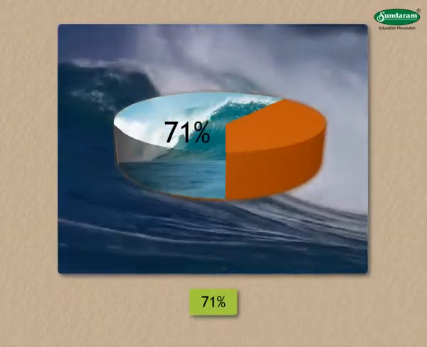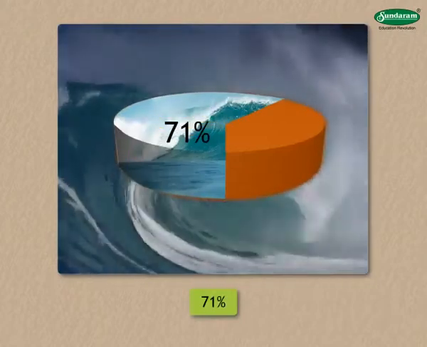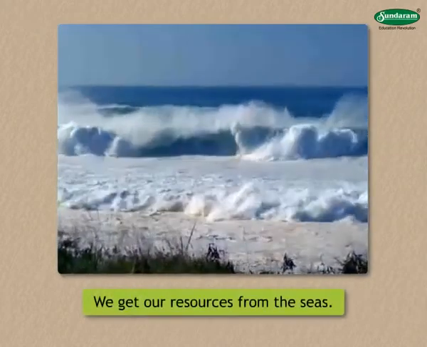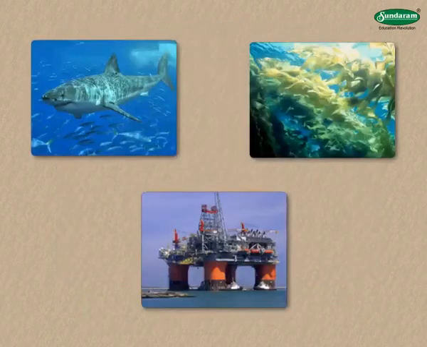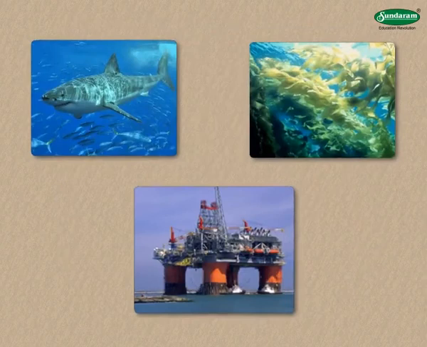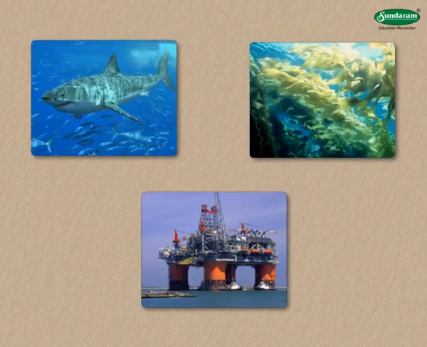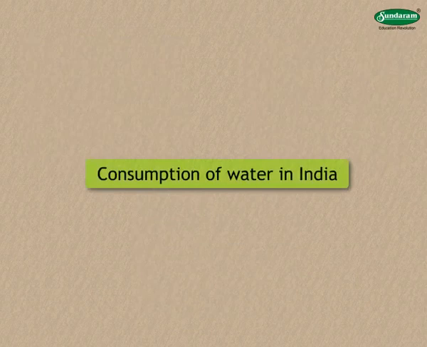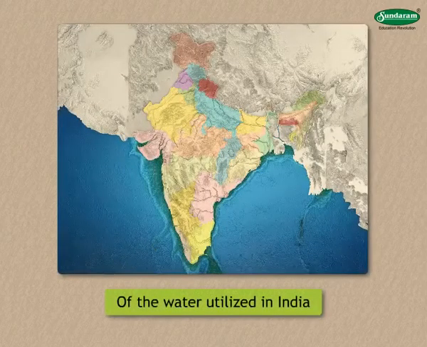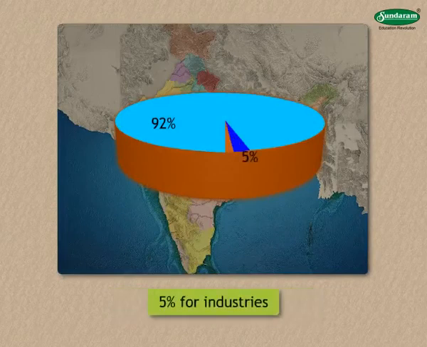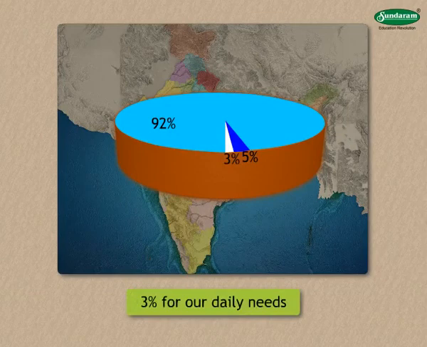About 71% of the Earth's surface is occupied by the seas and oceans. In future, we can get our resources from the seas. The utilization of aquatic animals, plants and mineral resources will increase in future. It is therefore necessary to use these resources in a planned manner. Let us get some information about the consumption of water in India. Of the water utilized in India, 92% is used for agriculture, 5% for industries, 3% for our daily needs.